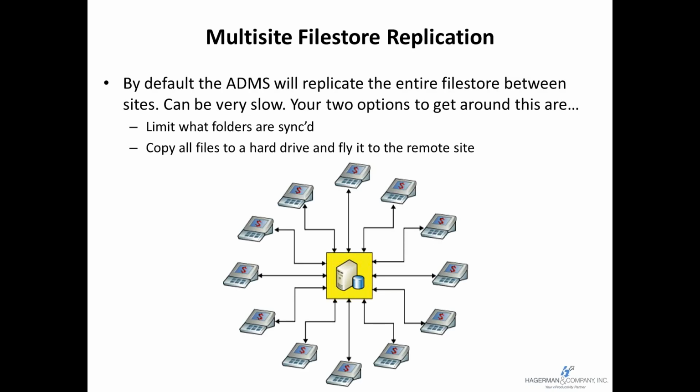When you're working with multi-site file store replication, the ADMS will replicate the entire file store between the sites. That can take a while, depending on the size of your vault and the size of your file store. There are only really two options to get around that. You can tweak and limit what folders are getting synced as part of this replication, or you can just save everything on an external hard drive and ship it out or fly it out to the next site and copy it to the server. A lot of times that can be quicker, depending on the size and the speed of your network.